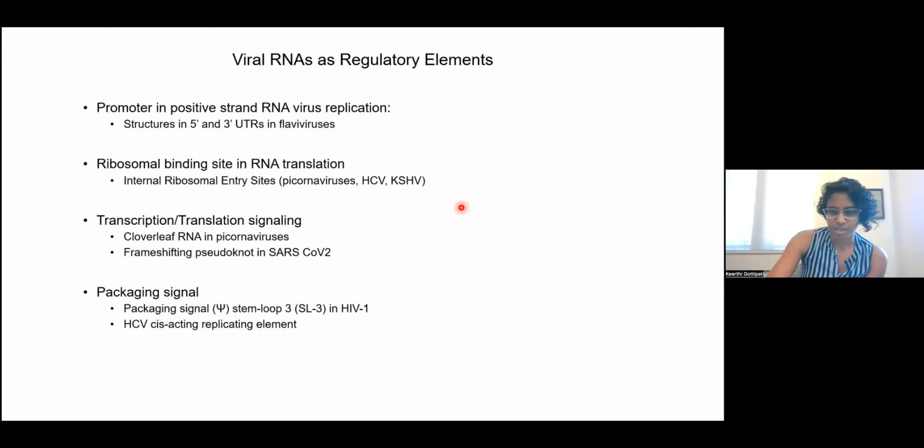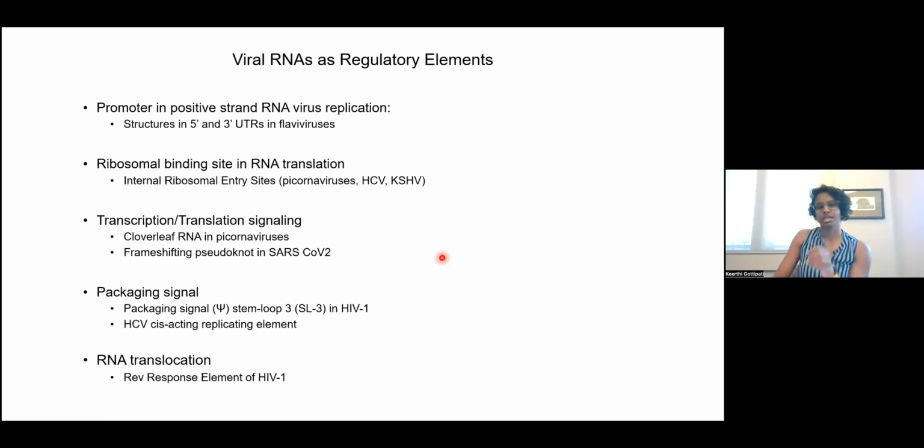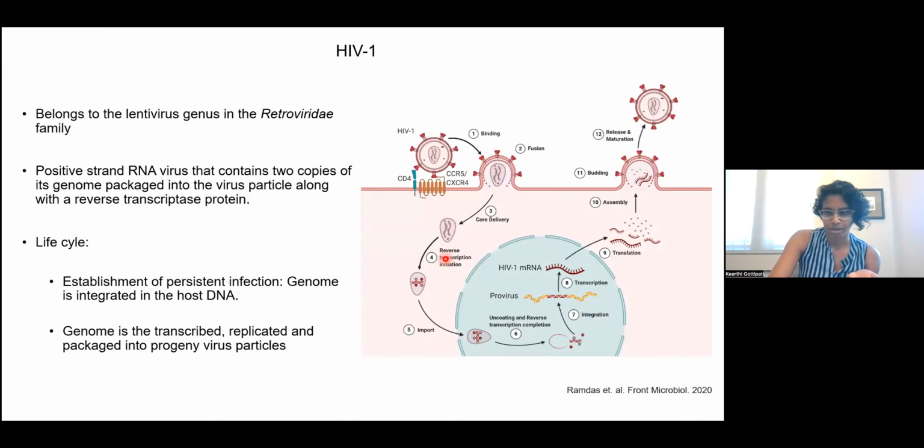So this brings me to the RNA that we work with, which is the Rev response element of HIV-1. This is involved in the translocation of the RNA from nucleus into the cytoplasm. So before I talk about the exact function of Rev or RRE, I wanted to give you a brief overview of the life cycle of HIV and where this RNA comes into picture.